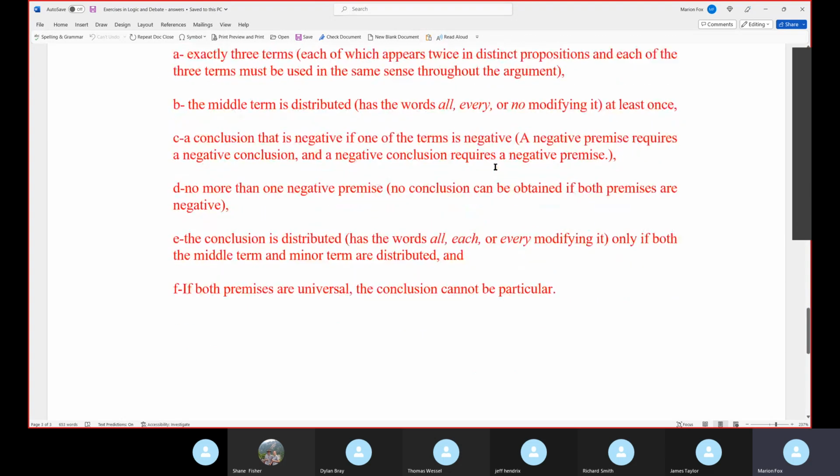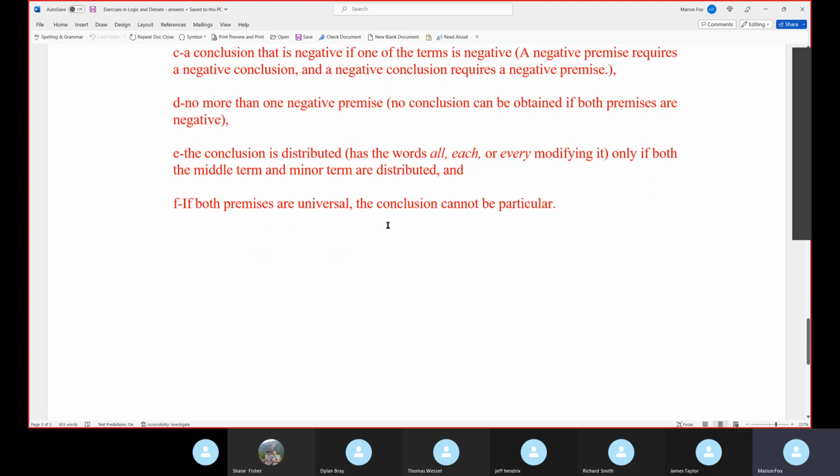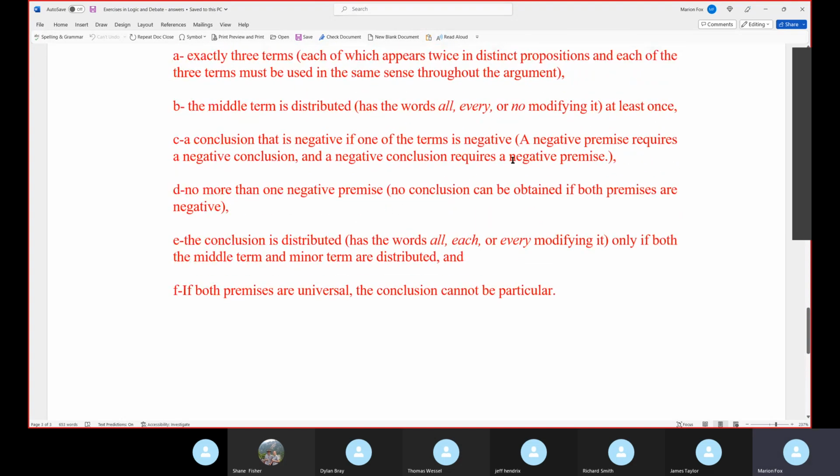We'll illustrate that later. A term in the conclusion is distributed, having the word all, every, or each modifying it, only if both the middle and the minor terms are distributed. Right? If both premises are universal, the conclusion cannot be particular. It must be universal. Right? Those are your rules. Any questions?